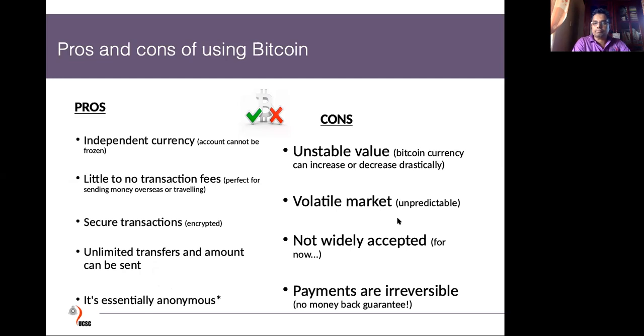The bad side: it's unstable. The value started at $1, went to $20,000, dropped to $6,000, and so on. It's a very unstable, volatile market. Still, only a few good merchants and genuine marketplaces accept it. But all the underworld marketplaces, the bad guys, accept Bitcoins. The acceptance of Bitcoins among good people is really low. And if you transfer Bitcoin, there is no way to reverse it. Similar to cash, anyway.